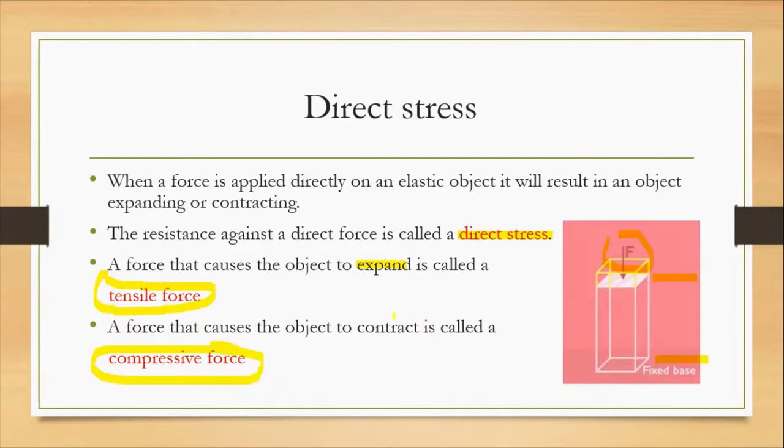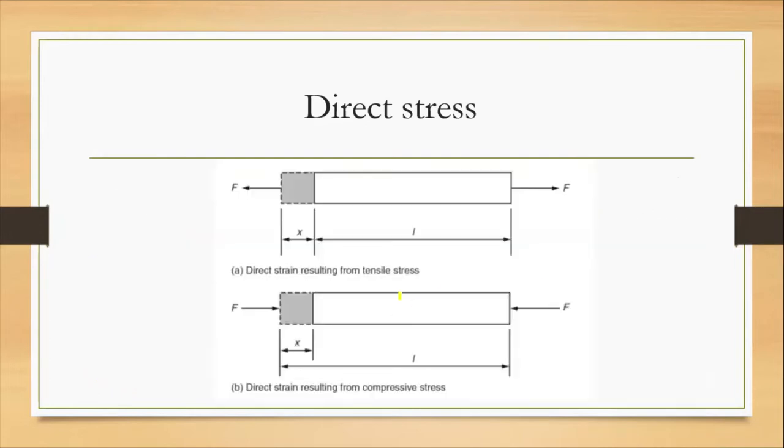So we are still looking at direct stress. A direct stress is when a force is applied on an object directly at a particular area. Looking at these two diagrams, when a force is applied on an object, as you can see from the direction, it is pulling away. This is a tensile stress. It causes the object to elongate or become longer.